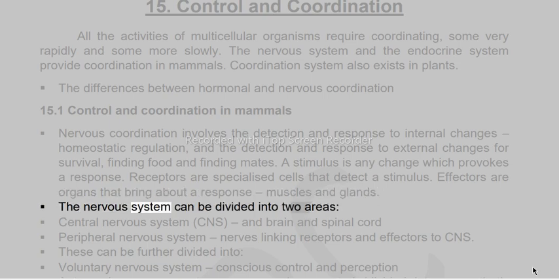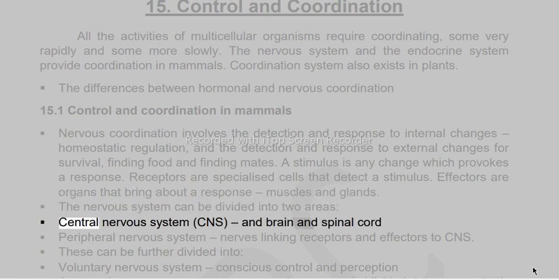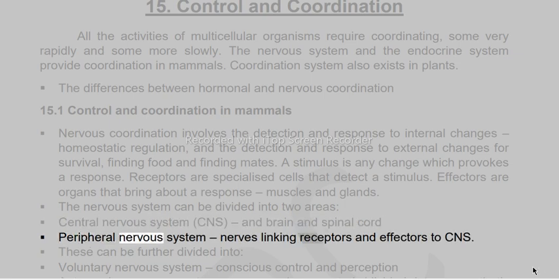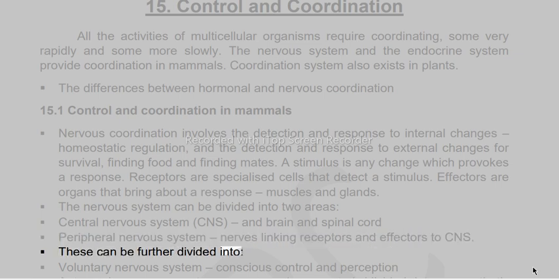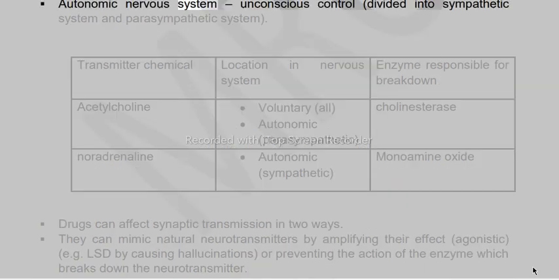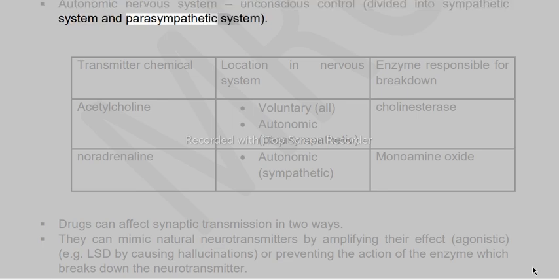The nervous system can be divided into two areas: central nervous system, CNS, brain and spinal cord; and peripheral nervous system, nerves linking receptors and effectors to the CNS. These can be further divided into voluntary nervous system, conscious control and perception, and autonomic nervous system, unconscious control, divided into sympathetic system and parasympathetic system. Transmitter, chemical, location in nervous system, enzyme responsible for breakdown.